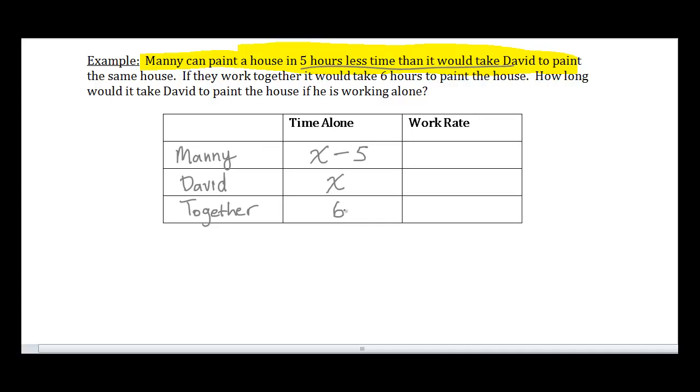Now that I have these two things here, I'm ready to find my work rate, all right? Remember, our work rate is always the reciprocal of our time alone. So it'll be 1 over x minus 5 for Manny, 1 over x for David, and 1 over 6 for their time together, their work rate together. Also remember that your units are hours.